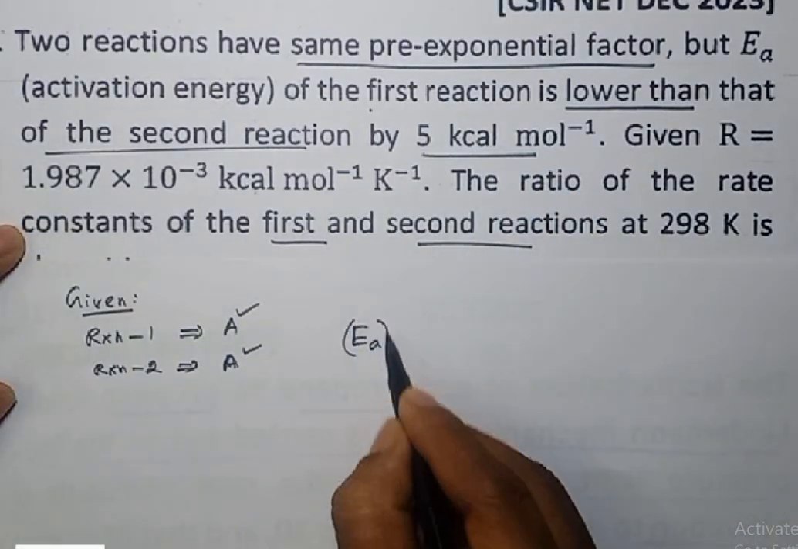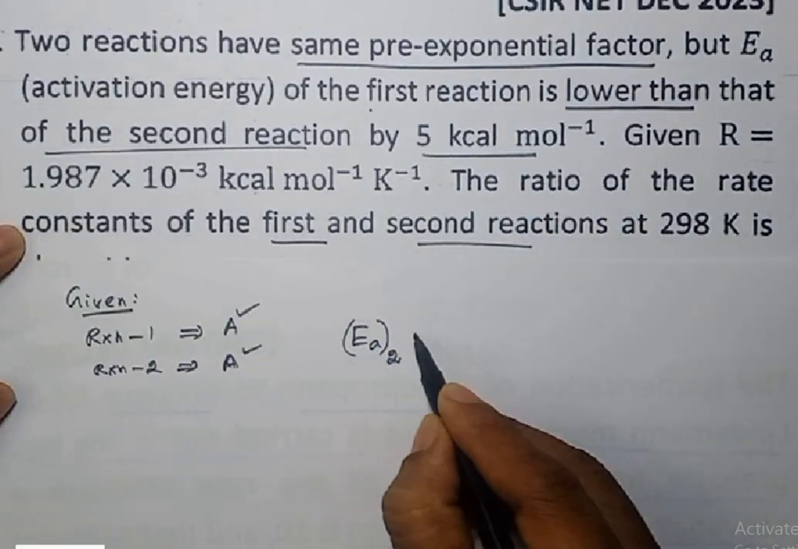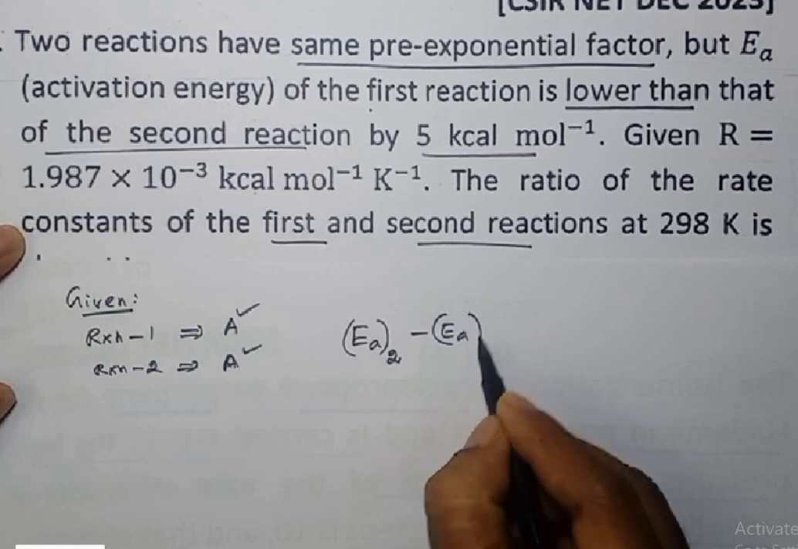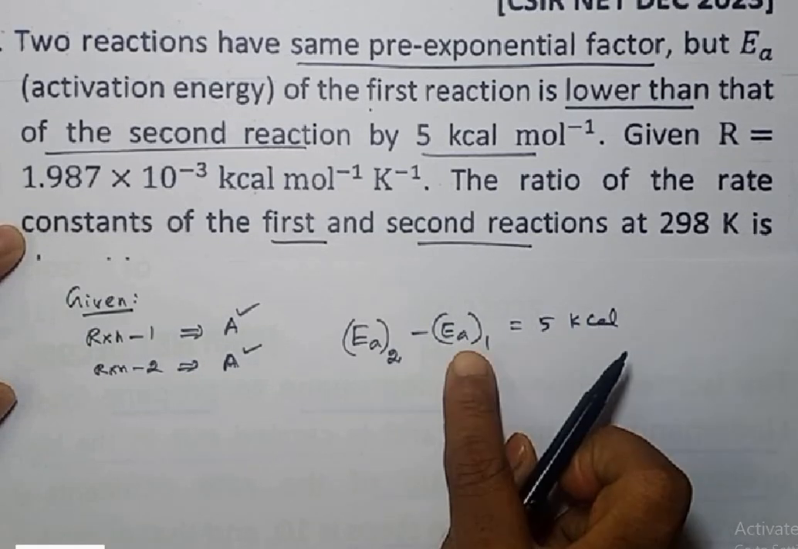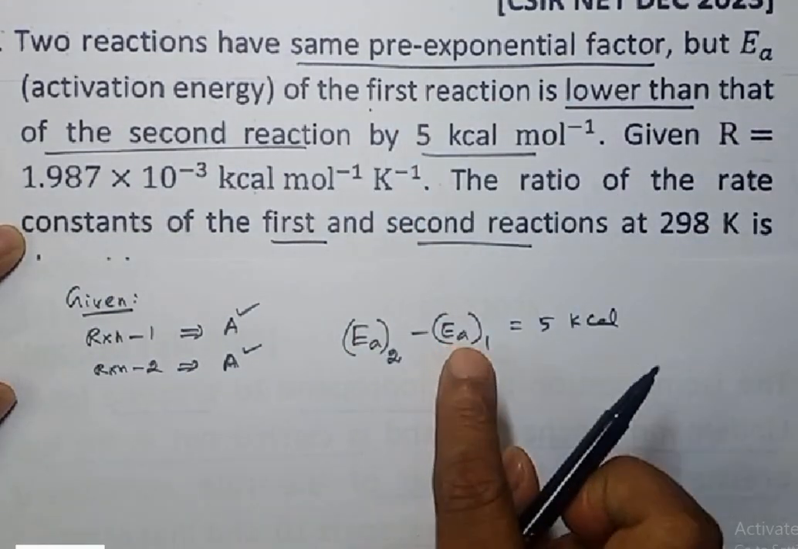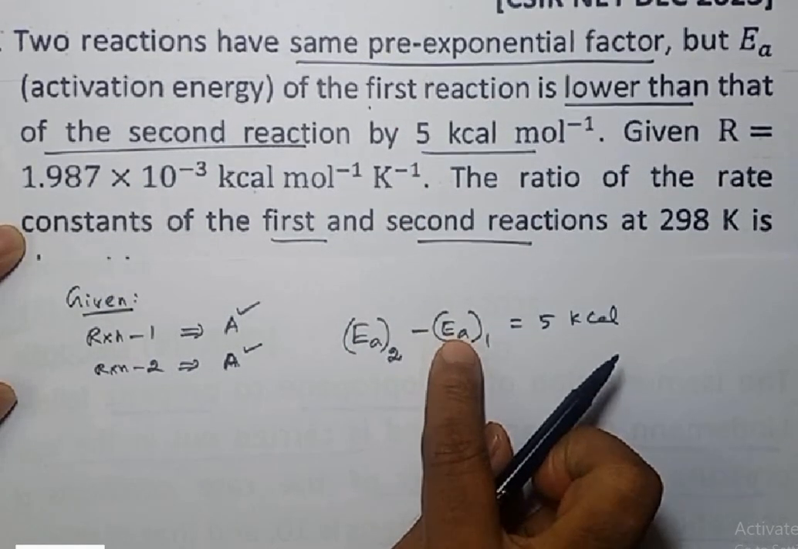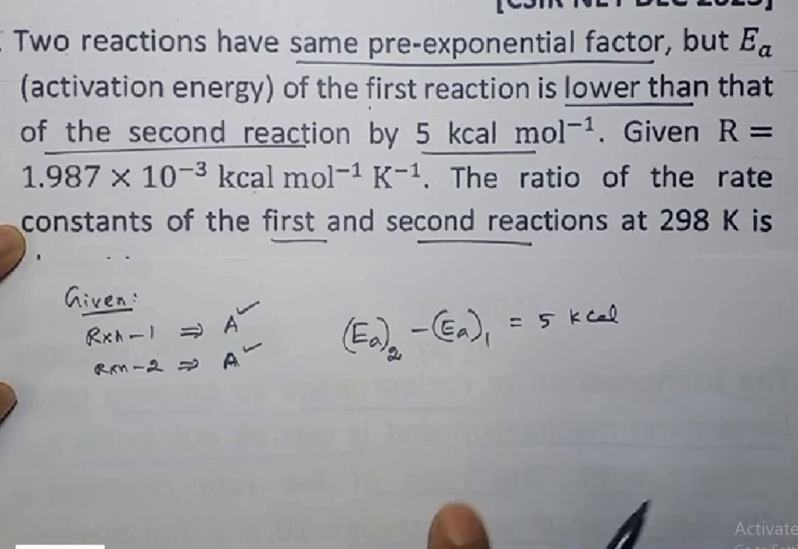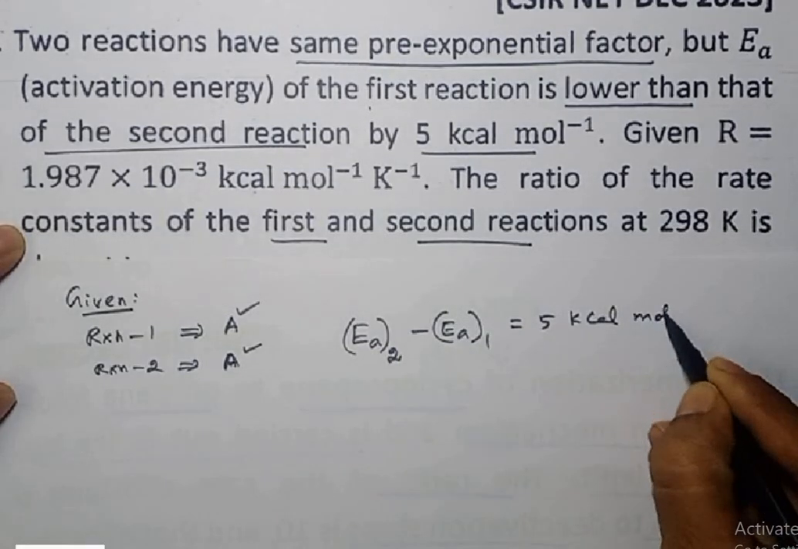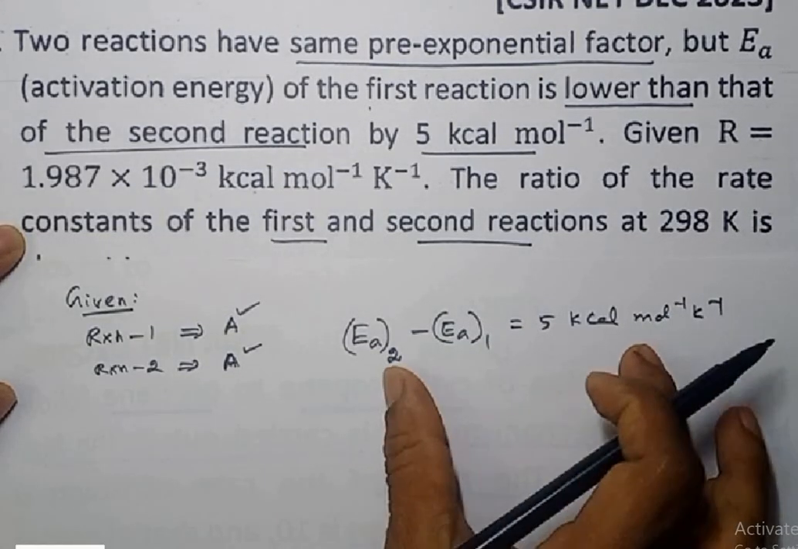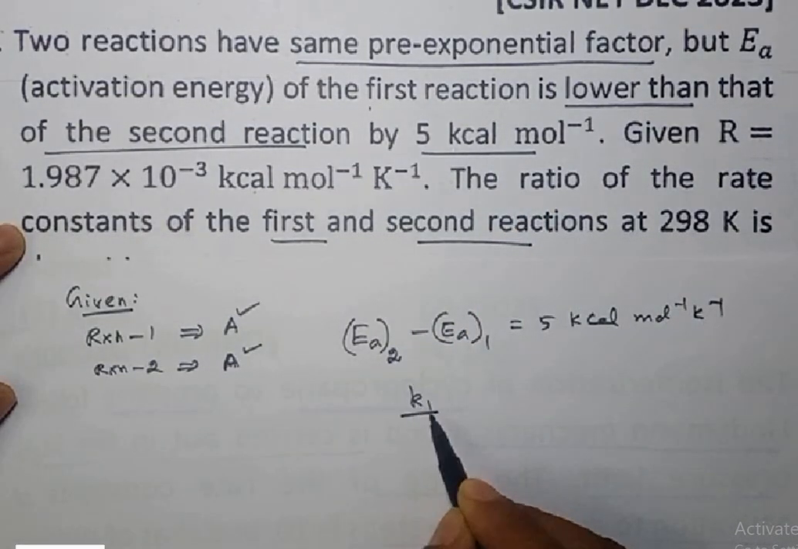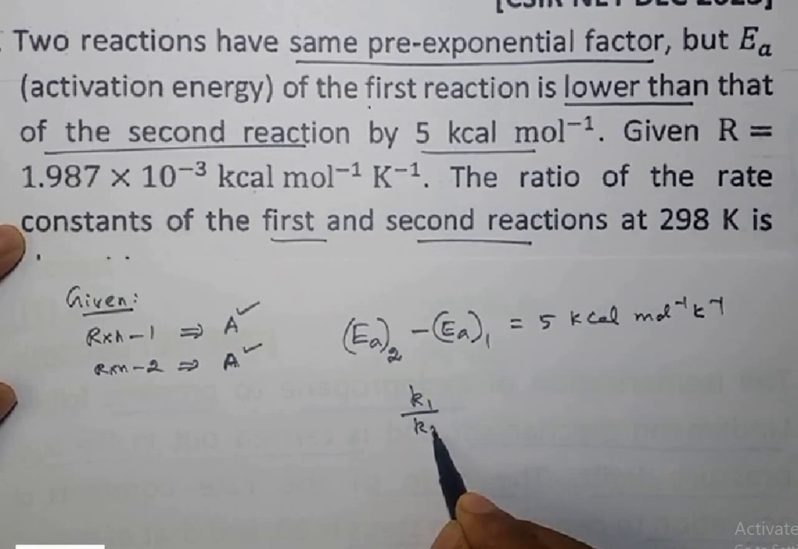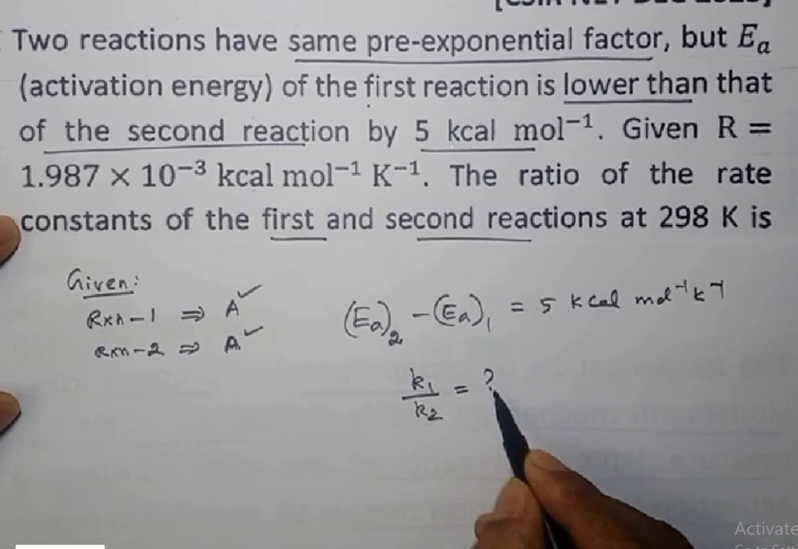What does that mean? Activation energy of the second reaction minus activation energy of the first reaction is equal to 5 kilocalorie, because the activation energy of the first reaction is lower than the second by 5 kilocalorie per mole. This data is given. Then we need to find the ratio of the rate constant for the first reaction to the second reaction at 298 Kelvin. This is what we need to find out.